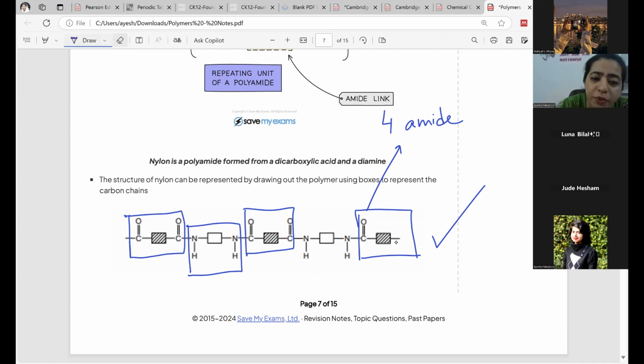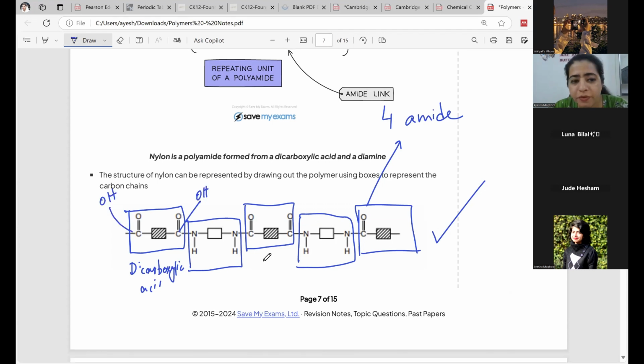5 boxes are there, or 5 repeating units are there. Now this bracket you can see that I have made. It means the first monomer over here is a dicarboxylic acid, because when it has connected, it was having OH over here, and it was having an OH over here, which is removed now. Right?